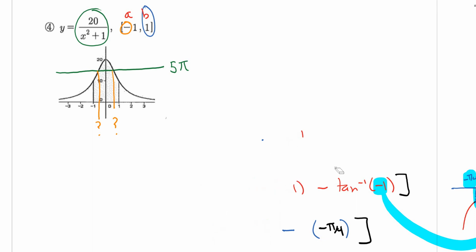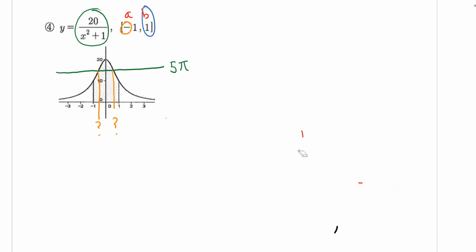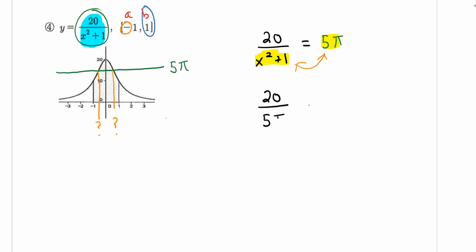We need to find the x values that have a height of 5 pi. So all you're doing is you're taking your original function, which is 20 over x squared plus 1, and you're just making that equal to 5 pi. One thing that you can do right away is you can take your denominator and the 5 pi and you can just interchange those two pieces. So when I interchange those two pieces, I get 20 over 5 pi equals x squared plus 1.